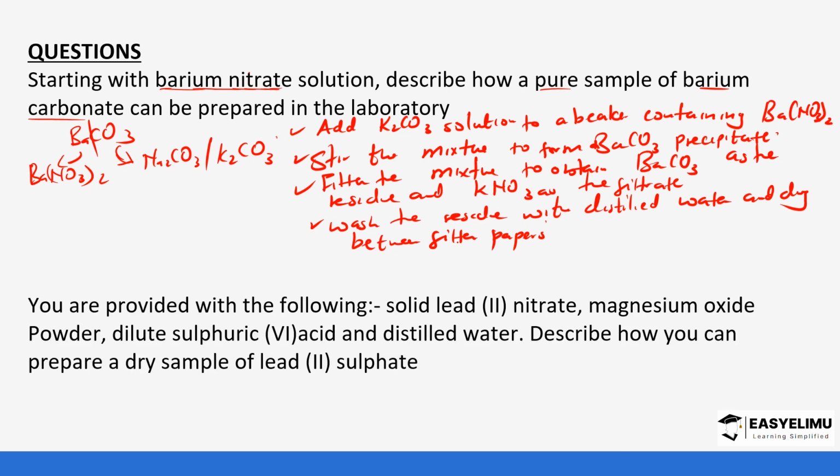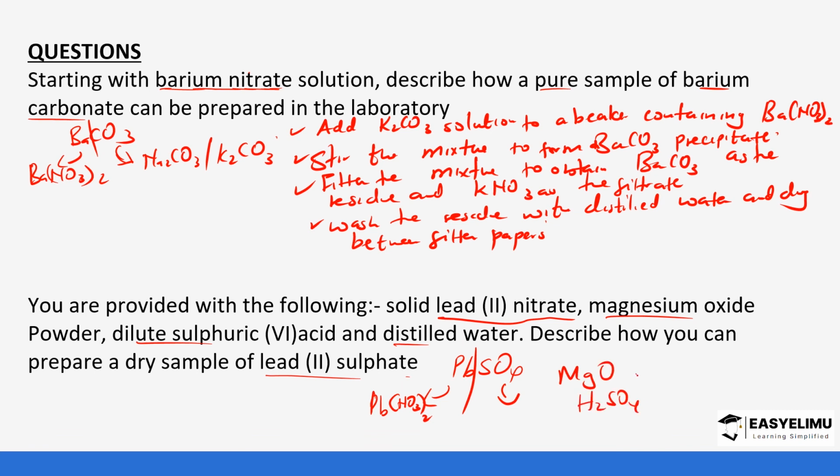Next question is you're provided with the following: solid lead 2 nitrate, magnesium oxide powder, dilute sulfuric acid, and distilled water. Describe how you can prepare a dry sample of lead 2 sulfate. So when you look at lead 2 sulfate, the salt of lead we've already been given is lead nitrate. And then for the sulfate, we have been given magnesium oxide and dilute sulfuric acid, which can help us to form magnesium sulfate, which is a soluble salt of sulfate.